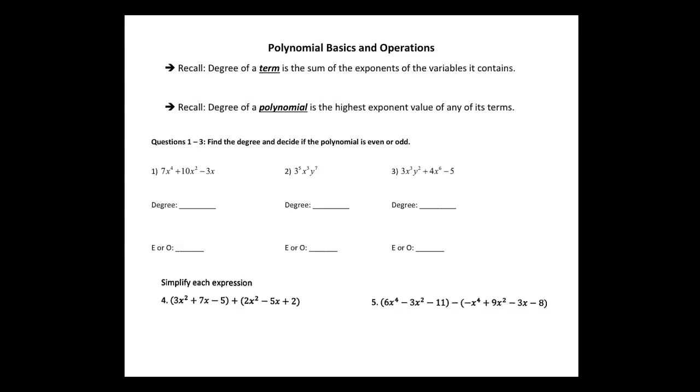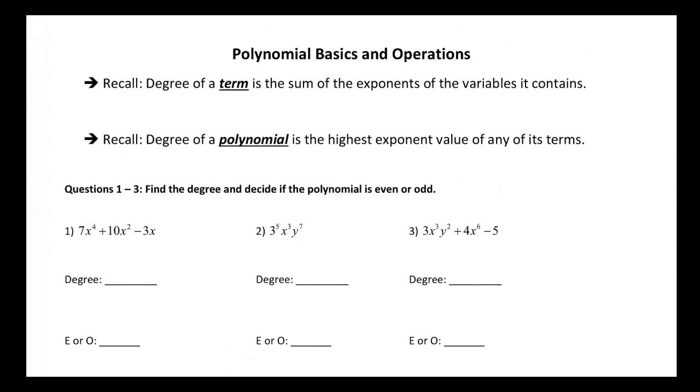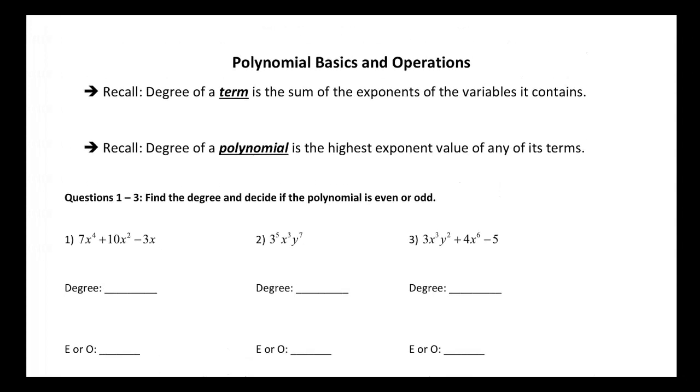You did see polynomial operations and functions last school year, so this isn't new yet again. For polynomial basics, I want you to recall a couple of things. The degree of a term is the sum of the exponents for your variables. Whenever you're talking about the degree for a specific term, that's just one piece, one monomial, it's just going to be the sum of your exponents. And it's only going to be the exponents that are on variables.